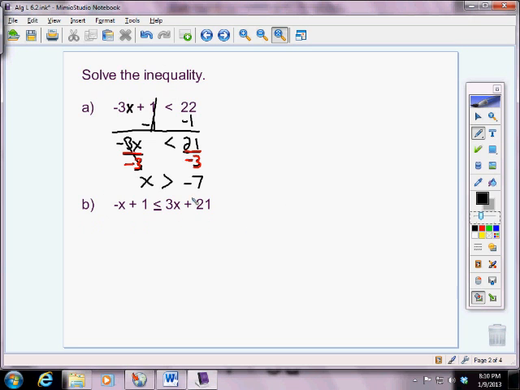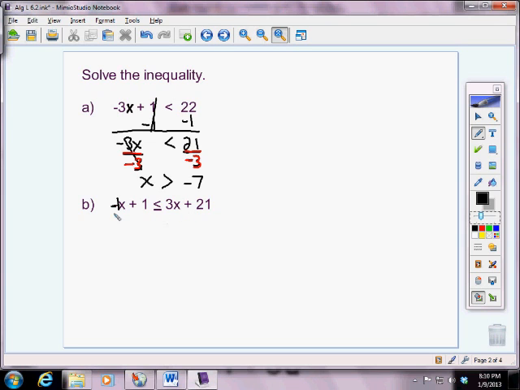Look at this equation here. We have negative x plus 1 is less than or equal to 3x plus 21. Remember, treat it just like if it was an equation. If you want, you can put a 1 in here and say that this is negative 1x. But our problem right now is that we have x's on both sides. So let's get them all to one side.